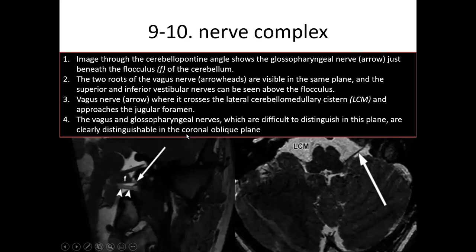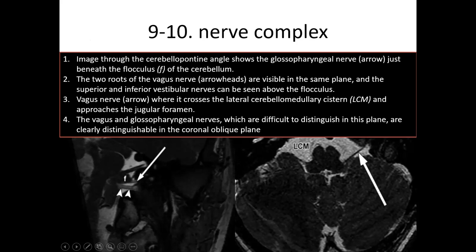Then the 9th, 10th complex, that is the glossopharyngeal and vagus, glossopharyngeal anteriorly, vagus posteriorly. Very difficult to identify in this system, but you can see it freely here. This is the 7th, 8th complex, this is the glossopharyngeal, and these are the two branches of the vagus nerve.